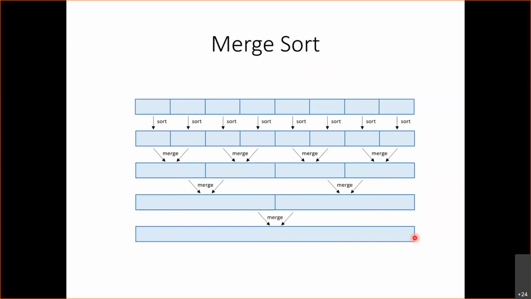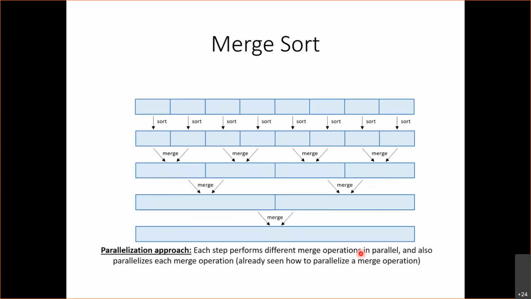How can we parallelize merge sort? You guys already know how to parallelize merge, right? It's the same thing. Exactly. So what we can do is parallelize each of these steps. Each step performs different merge operations in parallel and also parallelizes each merge operation. We've already seen how to parallelize a merge operation.